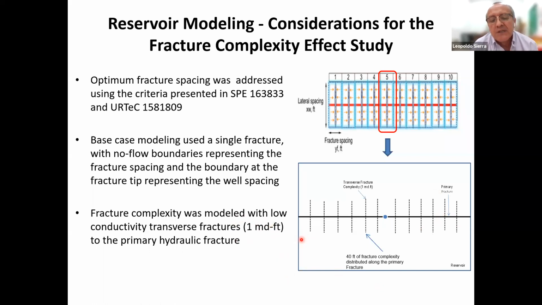1 millidarcy-feet for the fracture complexity is a really good value, because remember that the conductivity of the formation, if we calculate it based on the permeability of the formation and the thickness, is going to be much lower. So the contrast we're creating between the flow capacity of the formation and the complexity conductivity is really huge. 1 millidarcy-feet of conductivity for the complexity is much higher than the formation flow capacity. So we're really creating good contrast.